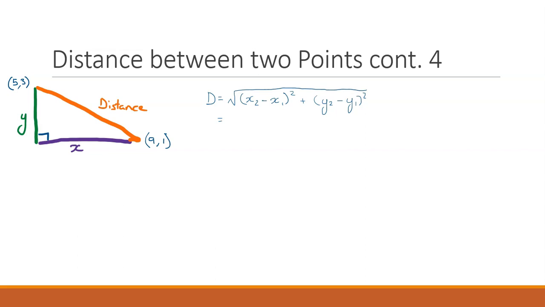And the question is, it doesn't really matter which point is point 2 and which point is point 1, so long as we're consistent. So if we say that 9 is x2, then we also have to say y2 is 1. So if this is point 2, we have to put it as x2 and y2 respectively, or if we say this is x2, then both this 5 and the 3 respectively have to go in as x2 and y2. But for this case, we'll say 9 is x2 and we'll say 5 is x1.